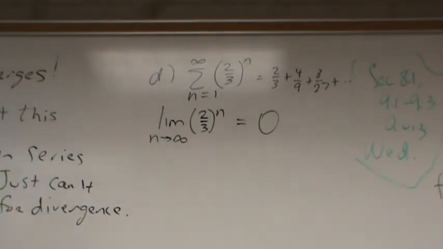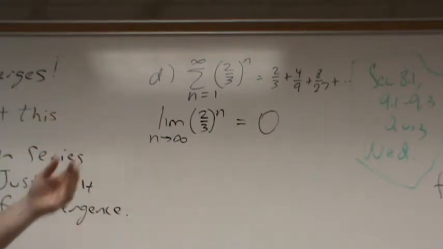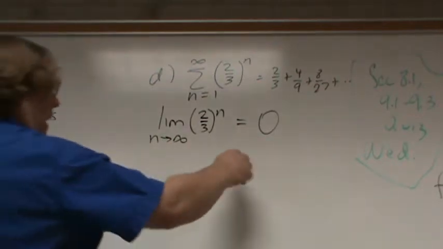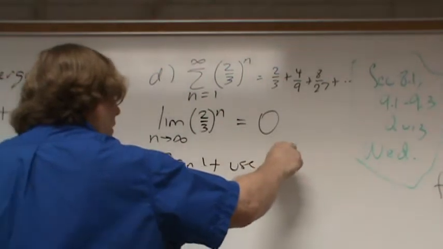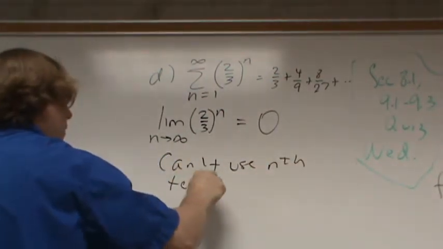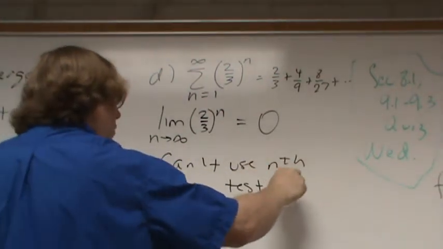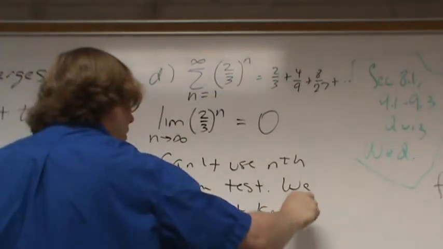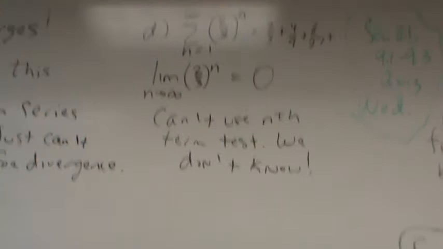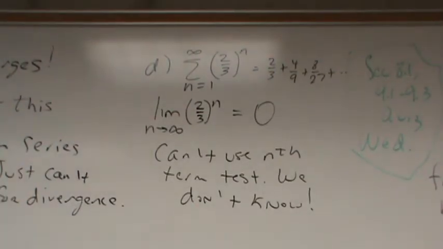So do I get to use the nth term test for divergence? No, I can't use it. I only get to use the nth term test for divergence if the infinitieth term is non-zero. But in this case, I can't use the nth term test. So we don't know. We don't know if it converges or diverges. Now, between you and me, does this thing converge?